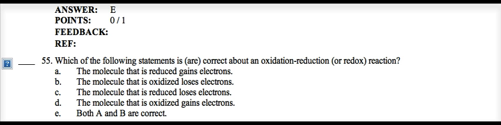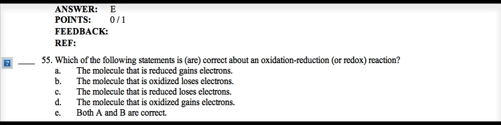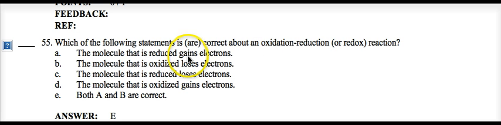Number 55. Which of the following statements is or are true about an oxidation reduction or redox reaction? A, the molecule that is reduced gains electrons. B, the molecule that is oxidized loses electrons. C, the molecule that is reduced loses electrons. D, the molecule that is oxidized gains electrons. E, both A and B are correct. If you have some trick already, hopefully you do, like the oil rig or whatever, you can quickly figure out what the answer is. And it is E. A and B are correct. The molecule that is reduced gains electrons. The molecule that is oxidized loses electrons.